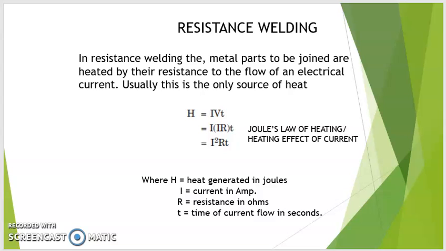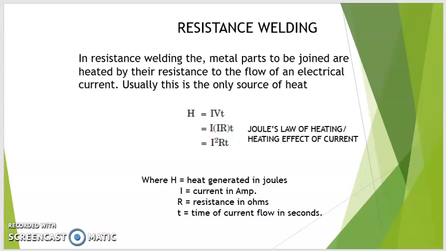Next is resistance welding. As we discussed earlier also, resistance welding is the type of welding which is also called pressure welding. That means in this the coalescence of the workpiece will be obtained using the heat as well as the pressure. And basically this works on the Joule's law of heating or the heating effects of current.